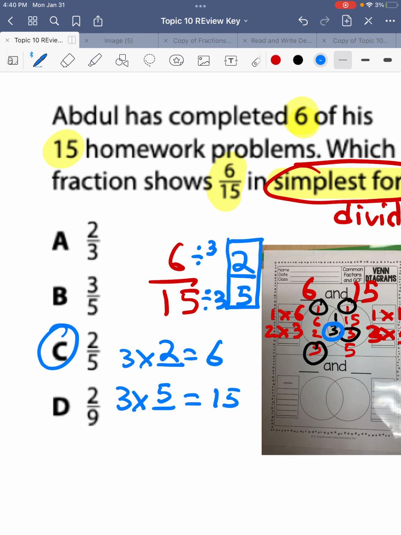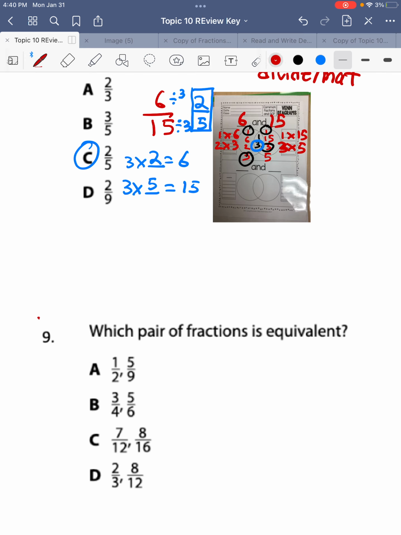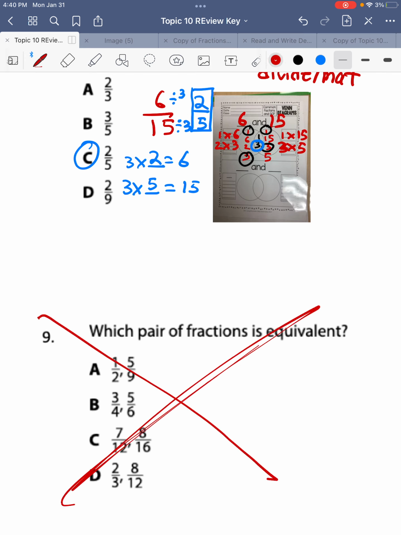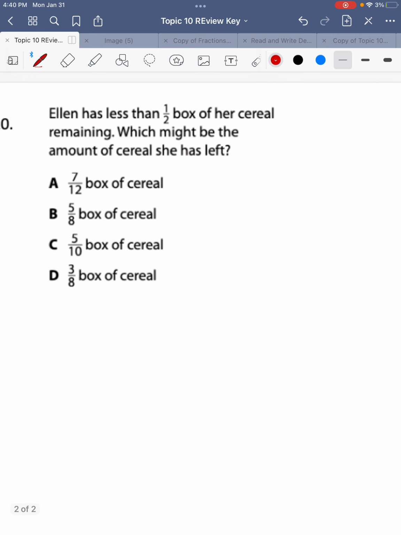Number 9 is exactly the same way as 3, so I'm not going to do it. It's just repeated. Okay, number 9 was a typo.